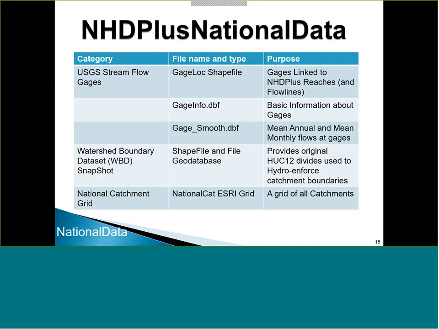Another thing in the national data set is the watershed boundary data set. The watershed boundary data set, also known as the WBD, is the hierarchical set of watershed boundaries, and NHDPlus used these boundaries as part of delineating the catchments, or making the catchments conform to the 12-digit HUC boundaries so that the catchments fit well into it. But we have the whole watershed boundary data set for the nation distributed in this format. We also have a national catchment grid available, which is the grid of all the catchments.